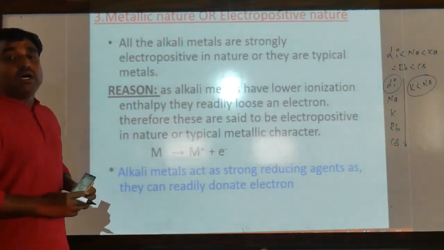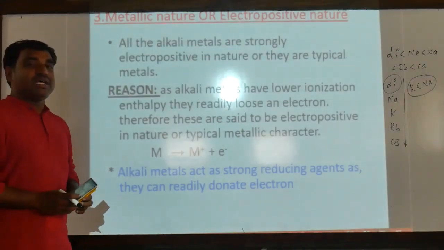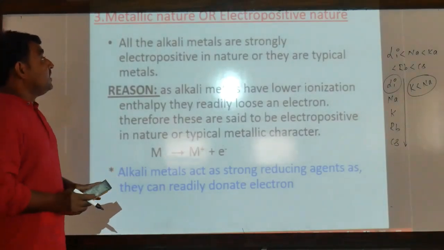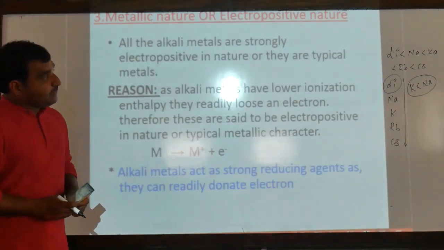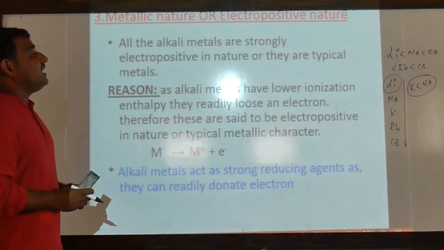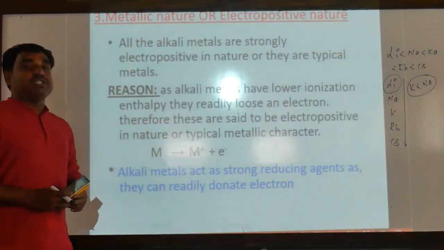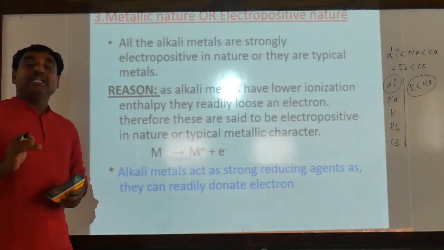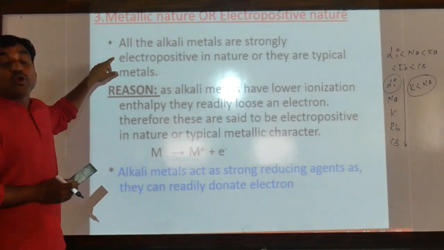Now the third physical property is metallic nature or electropositive nature. As we already know, these S block elements are soft metals. So all the alkali metals are strongly electropositive in nature, or they are typical metals. It means they lose the electron easily. All the metals easily lose electrons, hence they are called electropositive in nature.